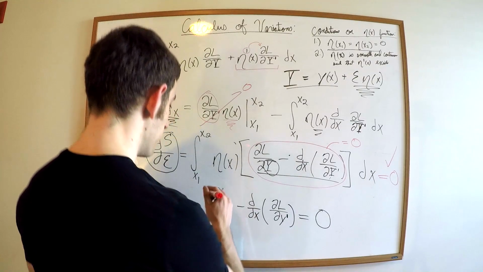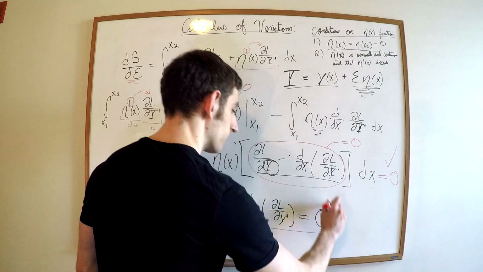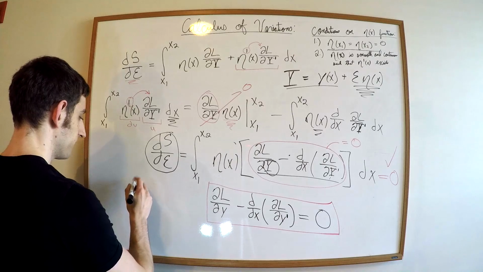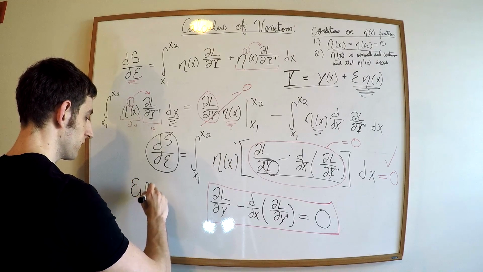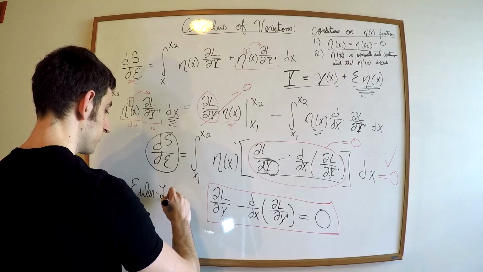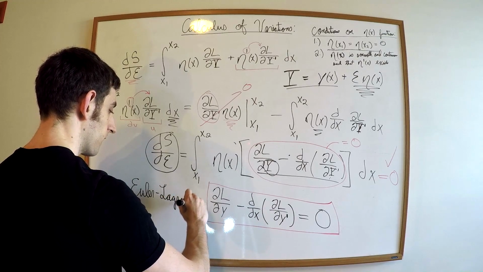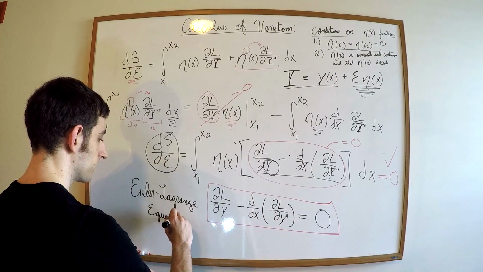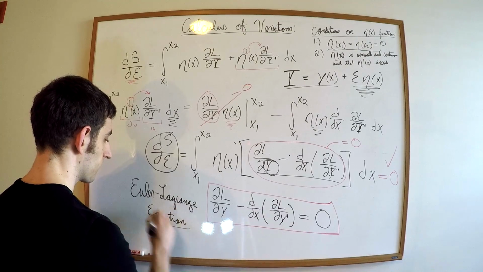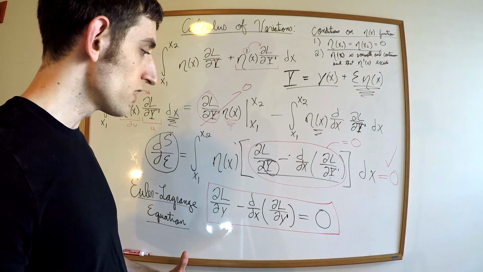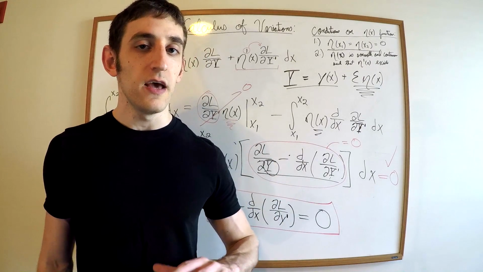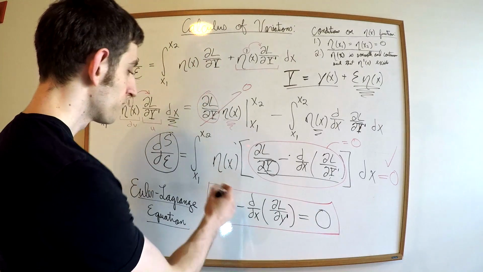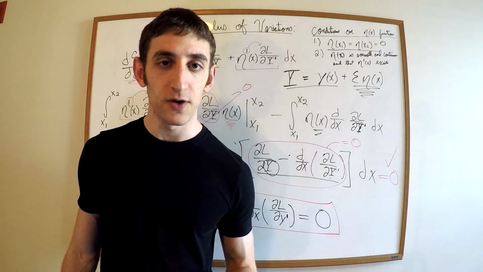Now this is a very, very important result. So I'm going to highlight it in red, and I'm going to write down the name. This is the Euler-Lagrange equation. And in essence, this is the same result we talked about in Calc 101. This allows you to minimize a function L with L under the integral, okay?